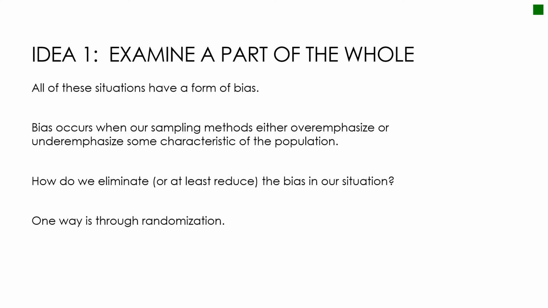So what do these situations have in common? They all have a form of bias. So bias occurs when our sampling methods either overemphasize or underemphasize some characteristic of the population. So how do we eliminate or reduce the bias? One way is through randomization.